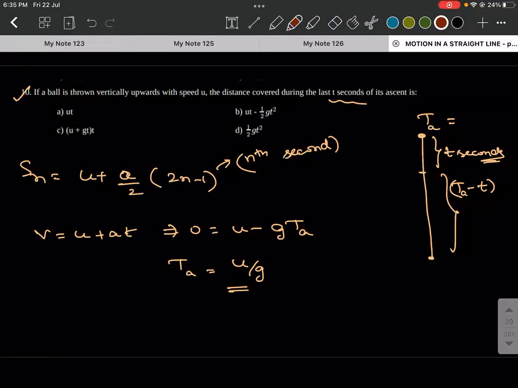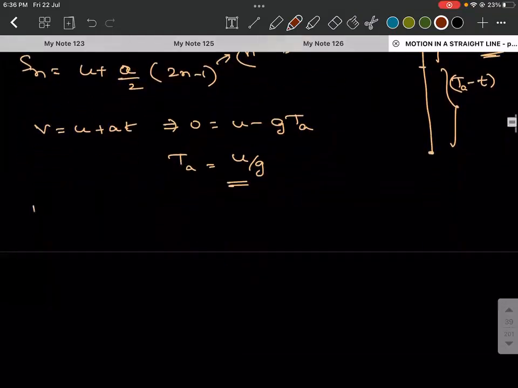So to cover this much distance, it is taking ta seconds. This is the distance covered in small t seconds. Then how much time would it take to cover this distance? The total time to reach the maximum height minus the last t seconds, ta minus t. So if you calculate the distance traveled by the object in ta seconds, you will get u into ta minus g by 2 into ta square.